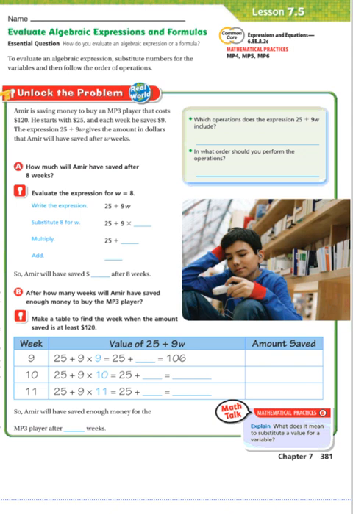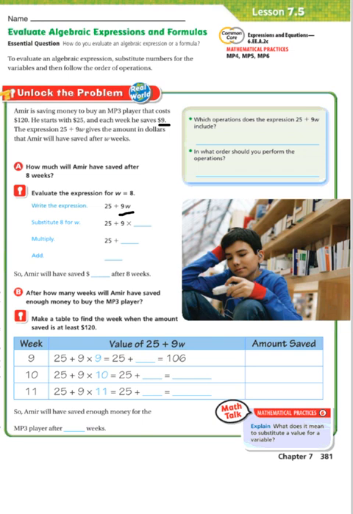Write the expression: 25 plus 9W. I get the 9 from up here because each week he saves $9. W stands for weeks, so however many weeks times 9 is how much he saves.